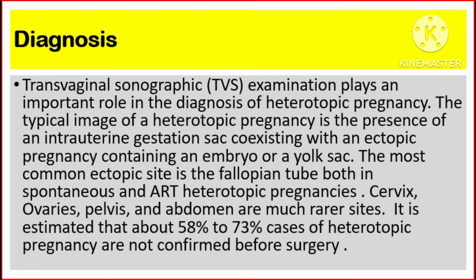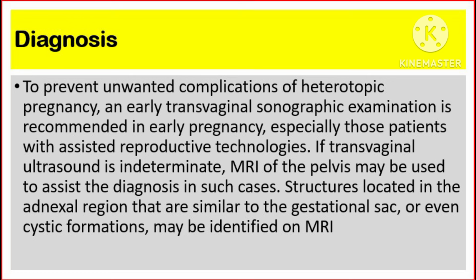It is estimated that about 58% to 73% of cases of heterotopic pregnancy are not confirmed before surgery. To prevent unwanted complications of heterotopic pregnancy, an early transvaginal sonographic examination is recommended in early pregnancy, especially for patients with assisted reproductive techniques. If transvaginal ultrasound is indeterminate, MRI of the pelvis may be used to assist the diagnosis in such cases.